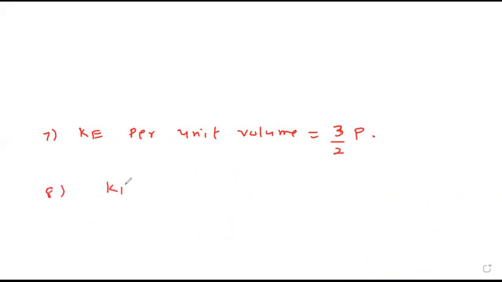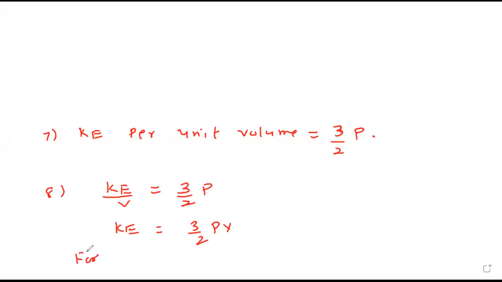What is the formula for pressure exerted, and the formula for kinetic energy per unit volume? Half rho v square. Kinetic energy per unit volume is nothing but 3 by 2 into pressure. So kinetic energy upon volume is 3 by 2 P. So kinetic energy is 3 by 2 PV.